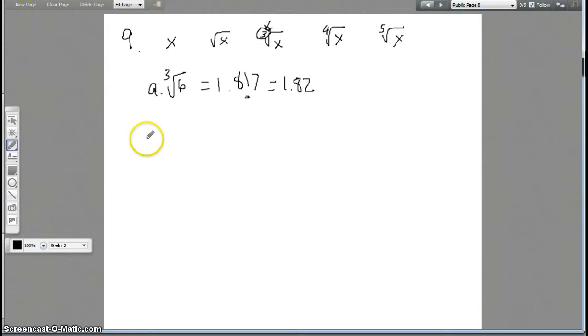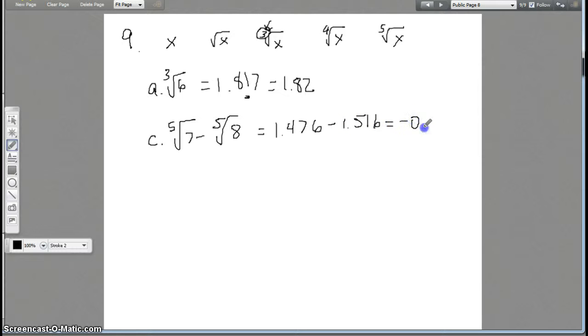Okay, let's jump down to part C. Part C is the fifth root of 7 minus the fifth root of 8. Now, these values, you just look them up in the table. The fifth root of 7 is 1.476. And the fifth root of 8 is 1.516. And when you subtract those, you get negative 0.04. You actually don't have to round that one because it does work out exactly into the hundredth place.